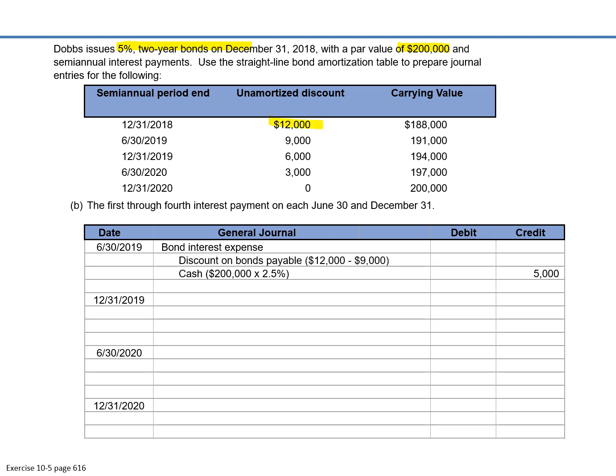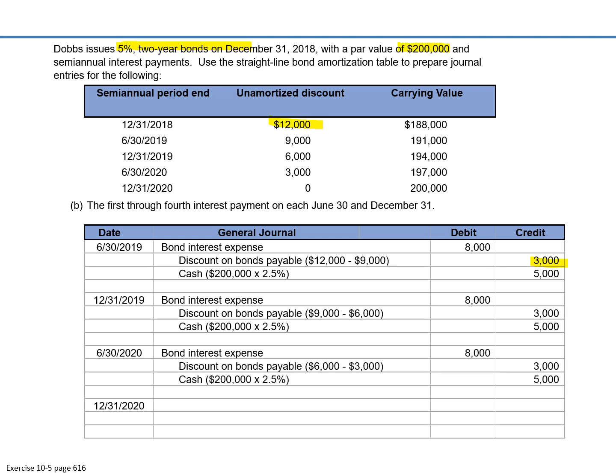and then we have discount on bonds payable that we're amortizing. So we have a $12,000 total discount, right? We have 2-year bonds, so that's 4 payments. So $12,000 divided by 4 is 3,000 each period we're going to amortize. So we have our discount on our bonds payable, the amortization of that, credit of 3,000, so our total interest expense is 8,000. Same exact entry for 12/31/19, same exact entry for 6/30/20, same exact entry for 12/31/20. When we make that last entry, our unamortized discount goes to 0, and our carrying value is 200,000, equal to the par.